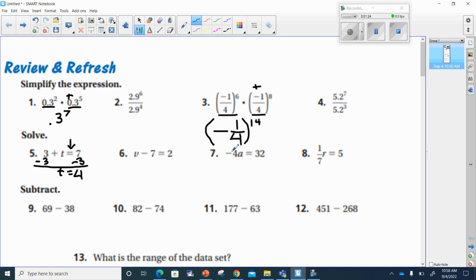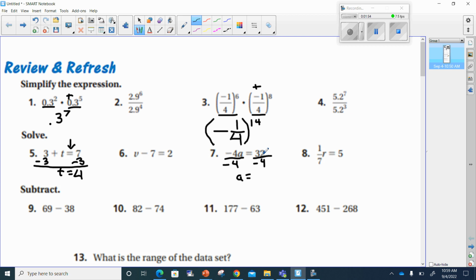On number 7, we've got negative 4a equals 32. Again, I have to do the opposite to get a by itself. Negative 4 is being multiplied to a, so I'm going to divide negative 4 away by turning it into a fraction. I know every fraction is a division problem. Negative 4 divided by negative 4 is 1. So that leaves me with 1a, a by itself. But remember, whatever I divide from one side of the equation, I have to divide from the other.